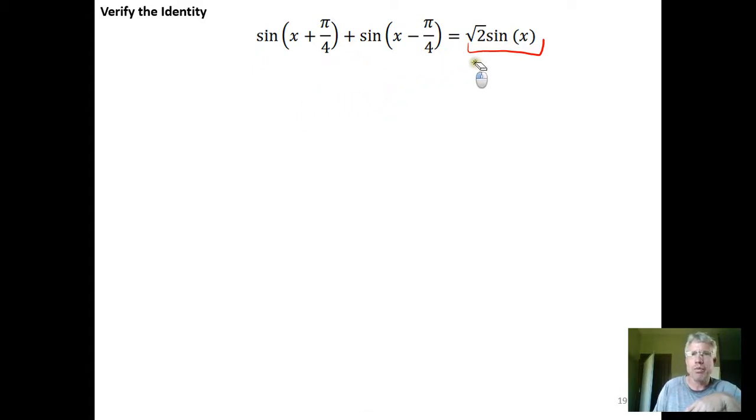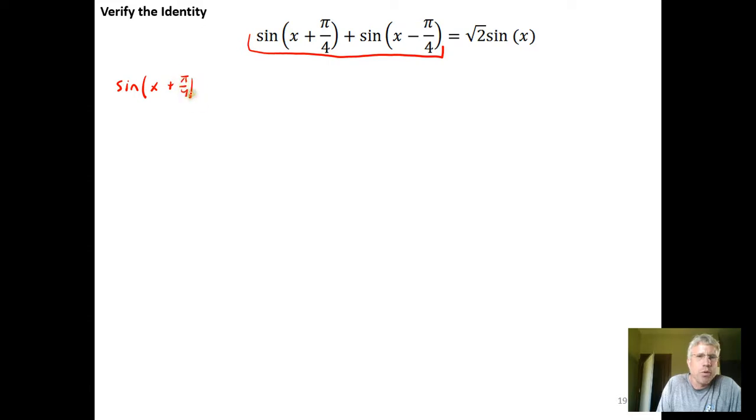So what we do when we're verifying an identity is we use already established identities and algebra to manipulate one side through a sequence of identities and substitutions so that it looks like the other side. And if we're able to do that, then we've verified the identity. And my tip the last time was to pick the side that looks the ugliest and manipulate that to look like the side that is simpler. So in this case, the left-hand side is the ugly side. So we just start by transcribing the ugly side. So the sine of x plus pi over 4 plus the sine of x minus pi over 4.